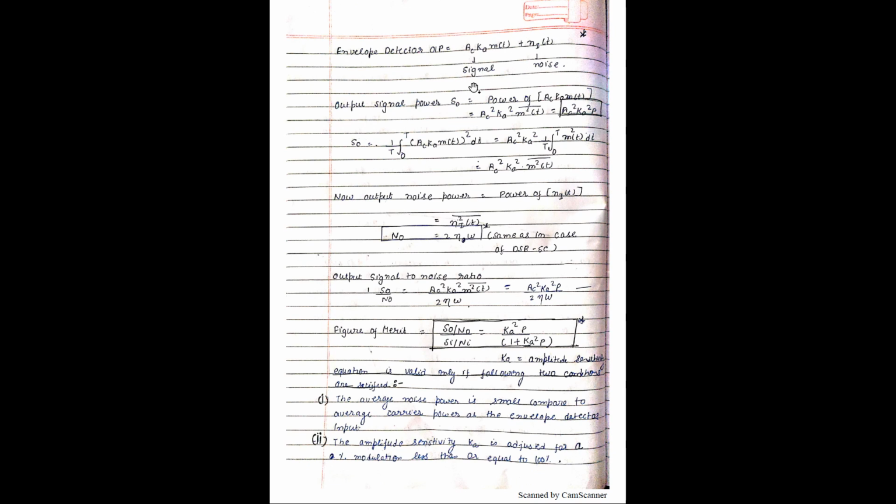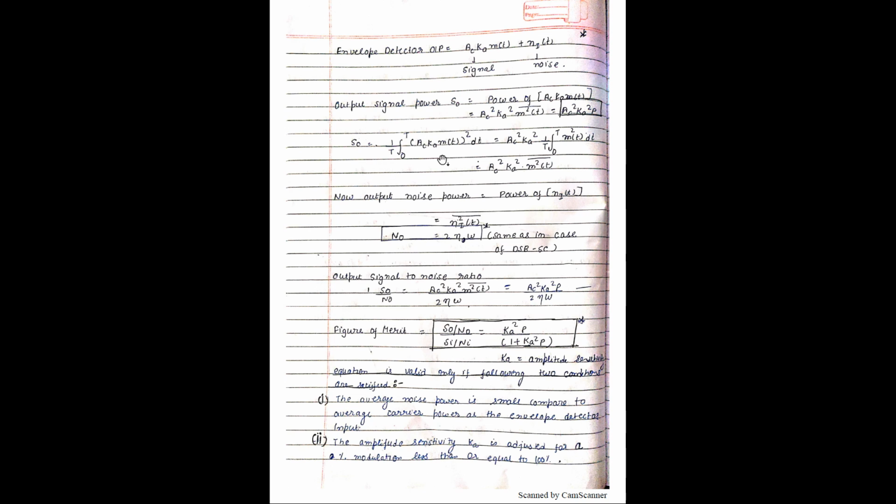This signal gives the signal power, and this other term will give the noise power. What will be the signal power? Now the power of the signal is simply the amplitude value squared, A_c square into k square into m square t bar. So how do we find this? Let us see.